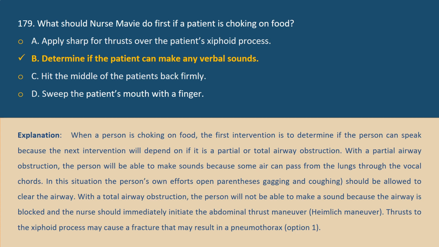In these situations, the person's own efforts (gagging) should be allowed to clear the airway. With a total airway obstruction, the person will not be able to make a sound because the airway is blocked, and the nurse should immediately initiate the abdominal thrust maneuver. Thrust to the xiphoid process may cause a fracture that may result in a pneumothorax.